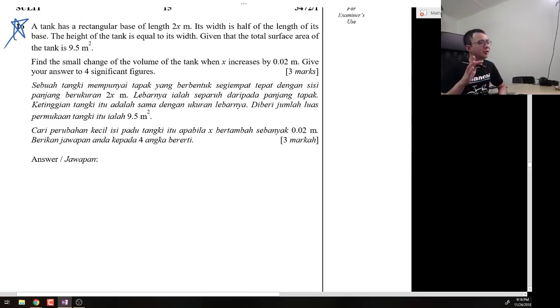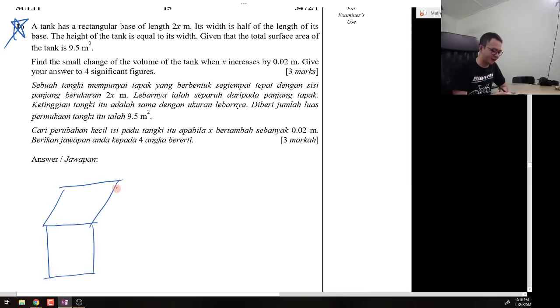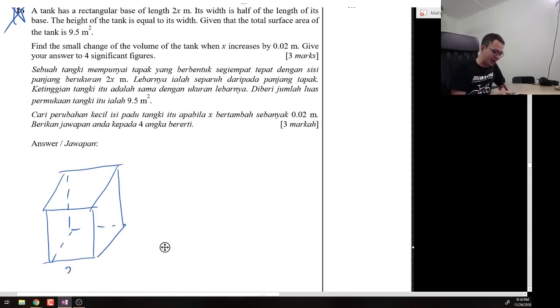Alright, so a tank has a rectangular base of length 2x. I randomly draw a tank, and then you have a regular base. The length is 2x, and the width will be half of the length, which is x, and the height of the tank is equal to the width, which is x. Given the total surface area is 9 meters square. Alright, so I will find the total surface area here.